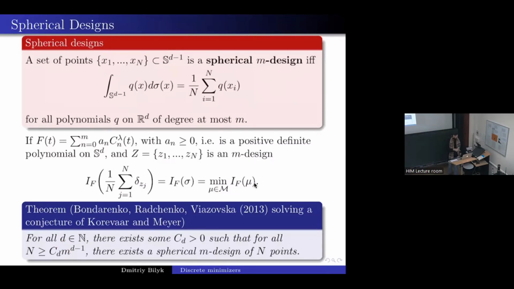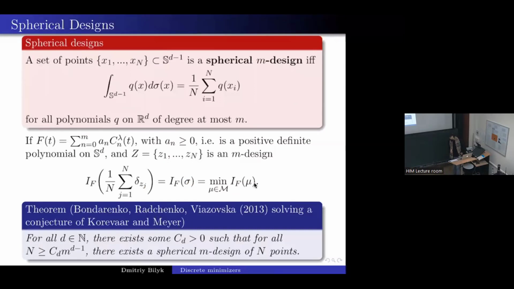So for my interest here, assume that we have a polynomial such that if you expand it in terms of the Gegenbauer polynomials, you have non-negative coefficients. Then this is a positive definite polynomial, and if it's positive definite, sigma, the uniform measure, is a minimizer. But since it's a polynomial, if we take any spherical design, it will give us the exact same value as sigma, just by definition. So that will also be a minimizer. Here we see a situation where you have an absolutely continuous minimizer and you have discrete minimizers.